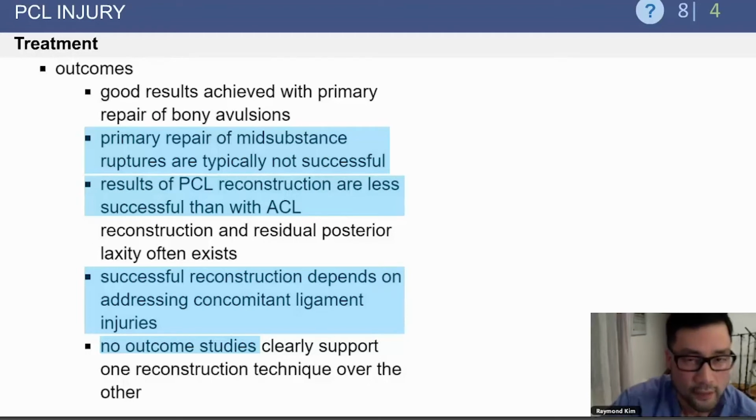So in terms of outcomes of different surgical techniques, if you just repair the PCL ligament, these are typically not successful. So reconstruction has better outcomes. Success of reconstruction depends on addressing concomitant ligament injuries, so you don't want to miss other ligament injuries.